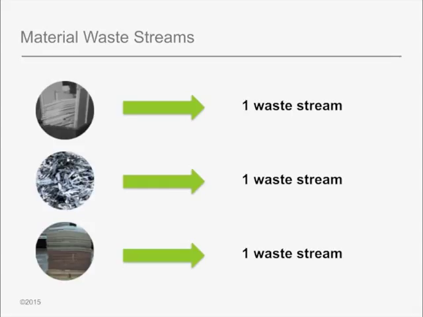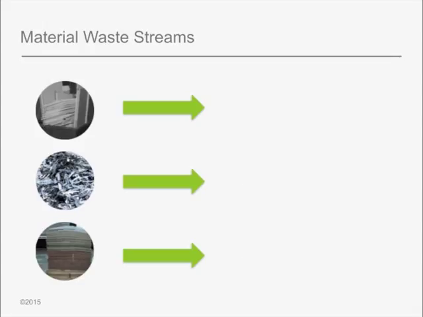In simple terms, if you separate your materials on site and send each material to a separate recycling facility, you have individual waste streams. In this slide, we have 3 separate materials: drywall, metal, and carpet tiles. If each of these is brought to its own facility for recycling, then you have 3 separate material waste streams.